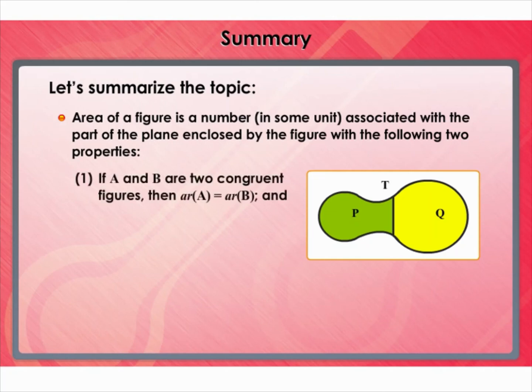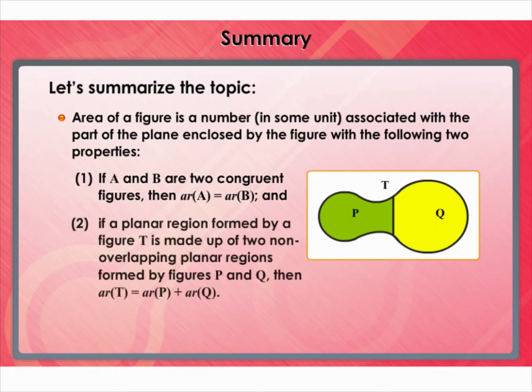If A and B are two congruent figures, then area of A is equal to area of B. And if a planar region formed by a figure T is made up of two non-overlapping planar regions formed by figures P and Q, then area of T is equal to area of P plus area of Q.